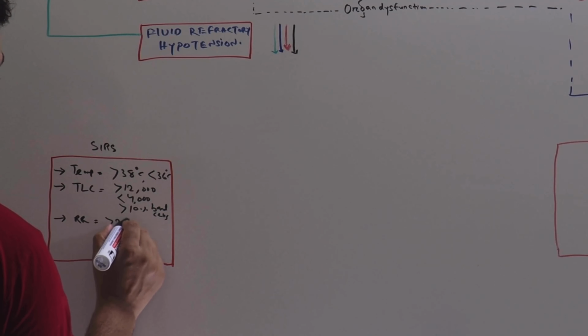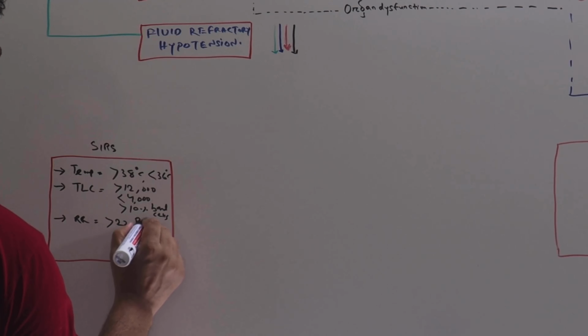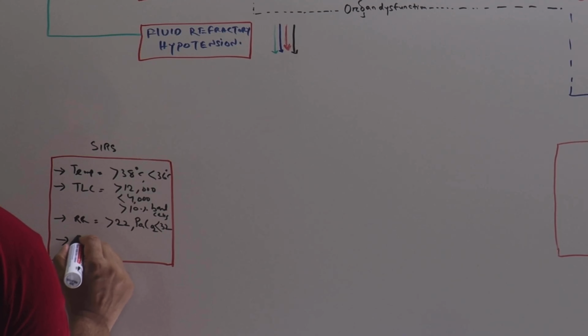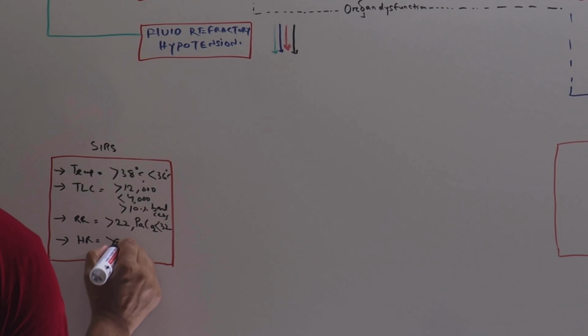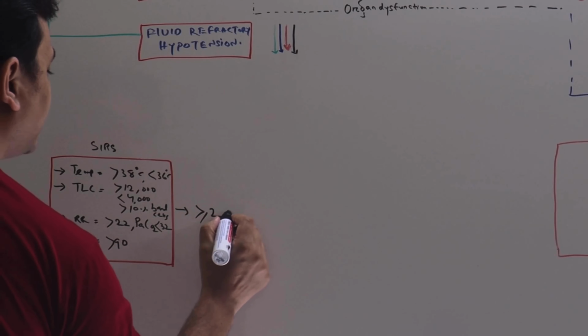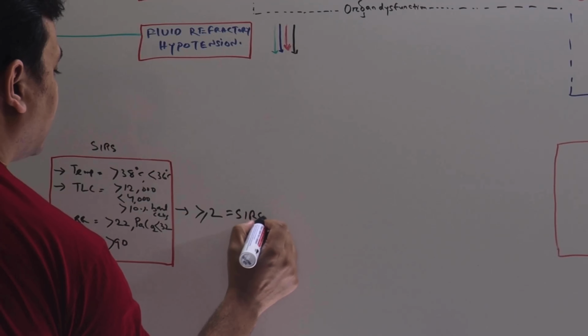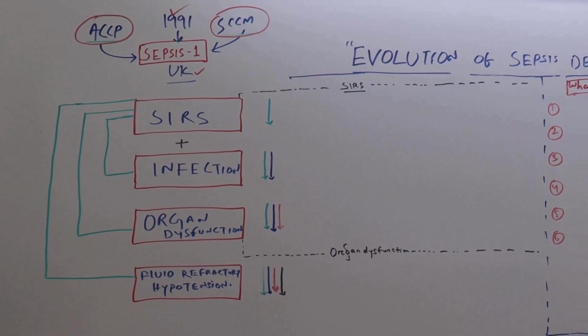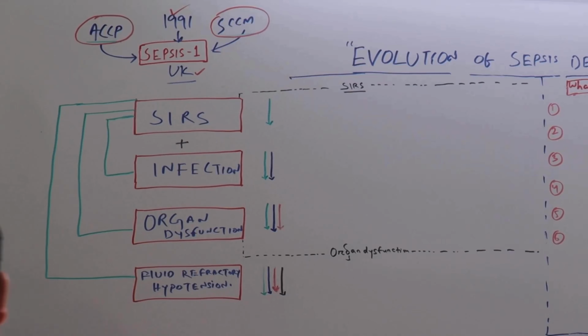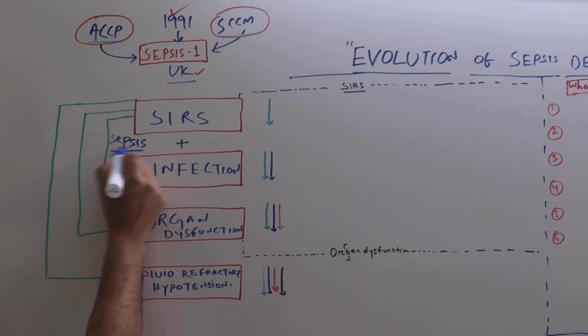Third, respiratory rate more than 22 or PaCO2 less than 32. Fourth, heart rate more than 90. So if any two criteria are positive, the patient is called SIRS positive. Right? So if a patient is SIRS positive and has a source of infection, they classified it as sepsis.